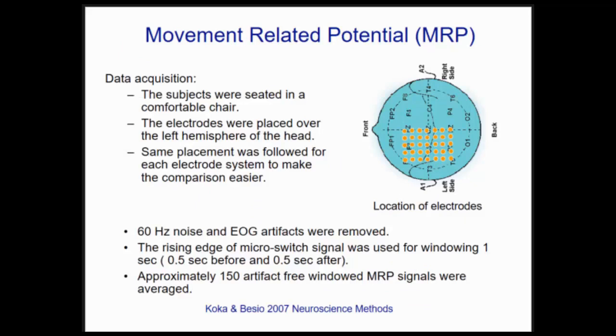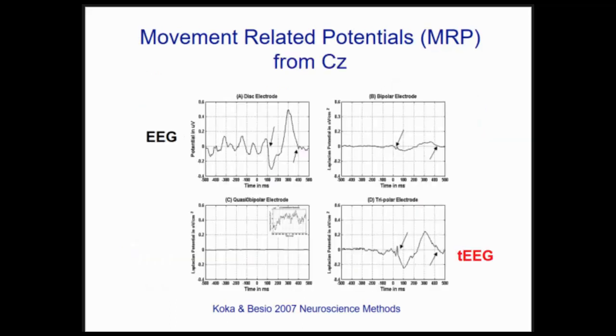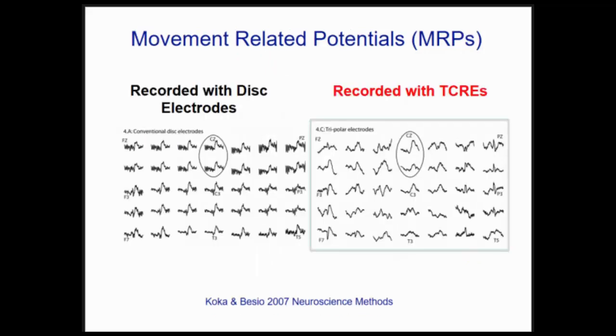And in doing experiments, we put 35 electrodes on the left hemisphere and had people click a switch, synchronized the EEG recorded here with the switch enclosure to ensemble average. And at the CZ location, this is what we saw with regular electrodes, with the bipolar electrode, and then with the tripolar electrode.